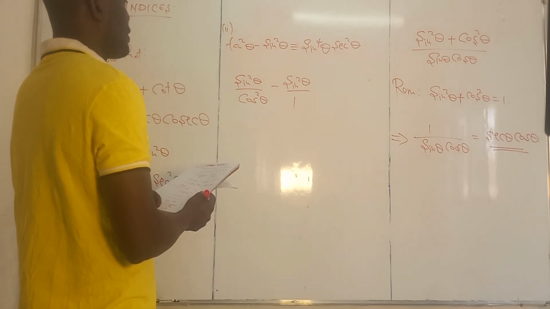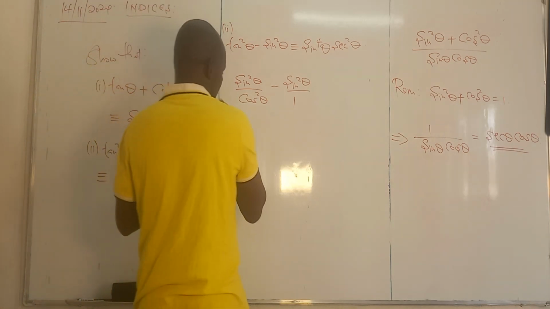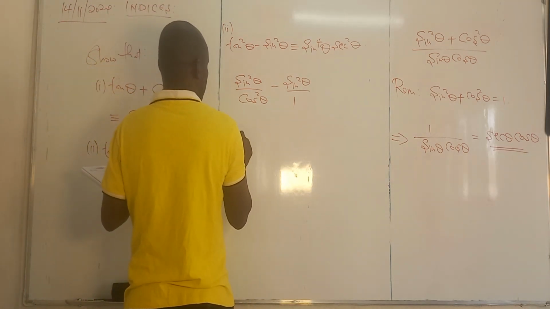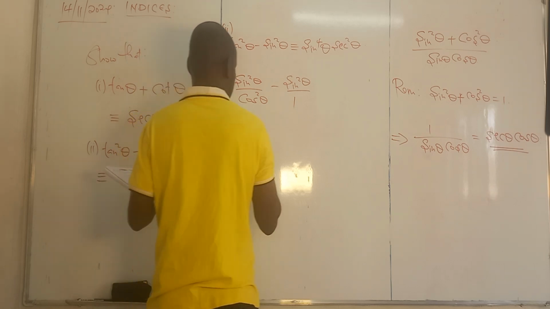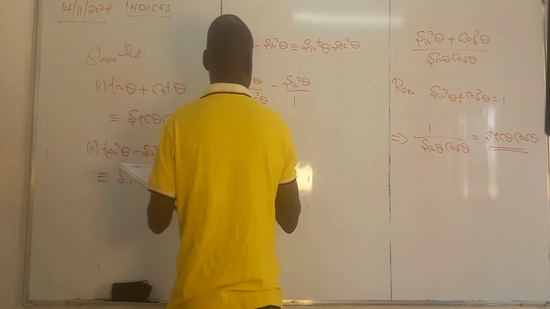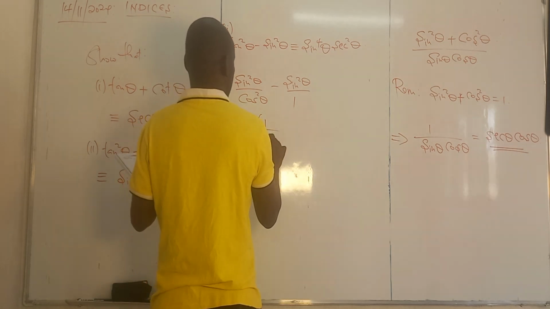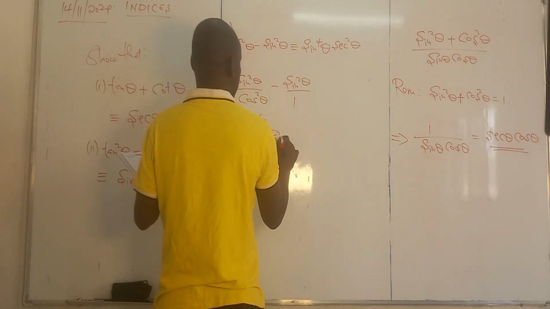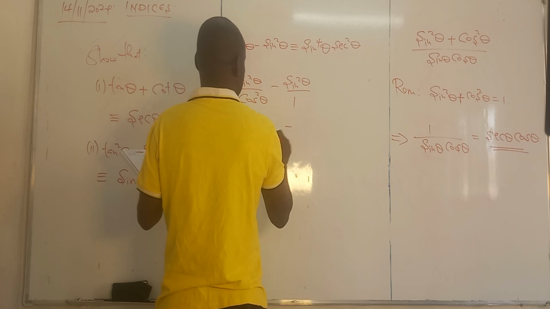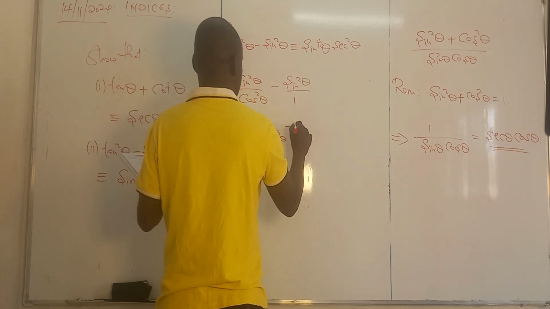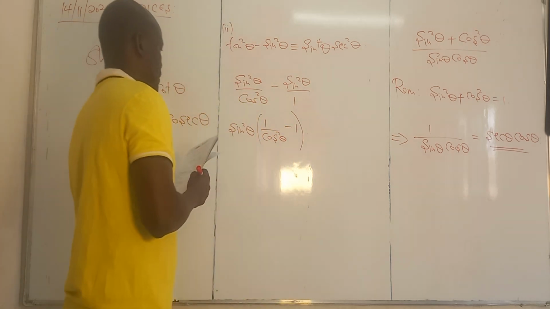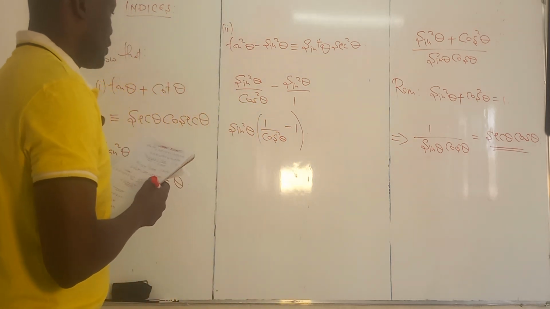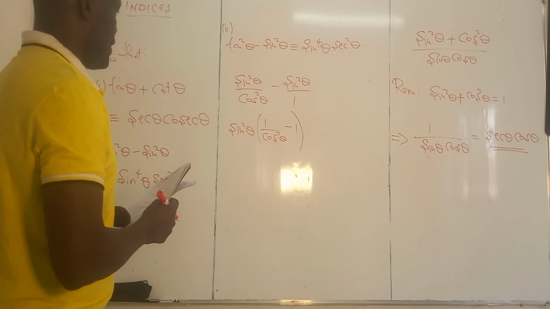first to factorize sine squared theta. So I'll be having sine squared theta in bracket 1 over cos squared theta minus 1, like that. That's what I have.